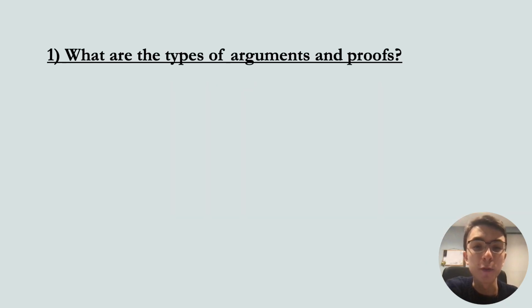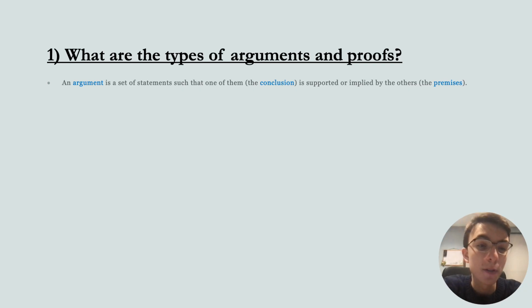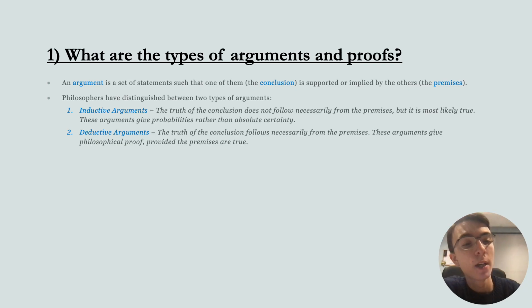Now, what are arguments and proofs anyway? Well, an argument is simply a set of statements such that one of them, the conclusion, is supported or implied by the others, the premises. There are two types of arguments that we need to know about: inductive and deductive arguments. Inductive arguments are arguments where the conclusion is at most probably and very likely true, but not necessarily true 100%. Deductive arguments, on the other hand, are ones in which the conclusion follows of logical necessity from the premises. So these give philosophical proof, provided that the premises are true.